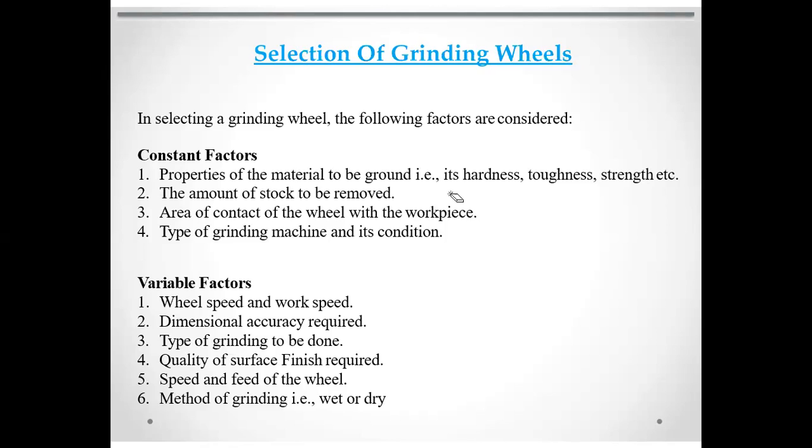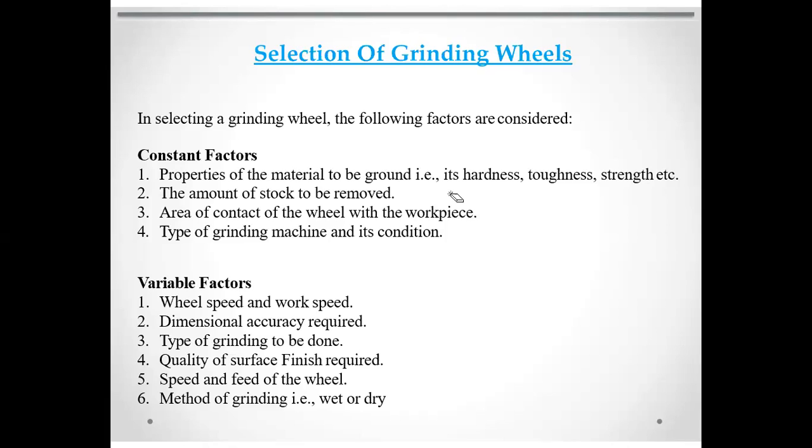So then, those are some constant factors, like properties of the material to be ground. Which type of material are you going to grind, whether it is a soft material or a hard material? Based upon that, your grinding wheel depends. The amount of stock to be removed: how much material do you need to remove from the workpiece, whether it is a very small amount, the final polishing you're doing with the grinding wheel, or complete removal of some layer of material? Based upon that, you need to choose your grinding wheel.